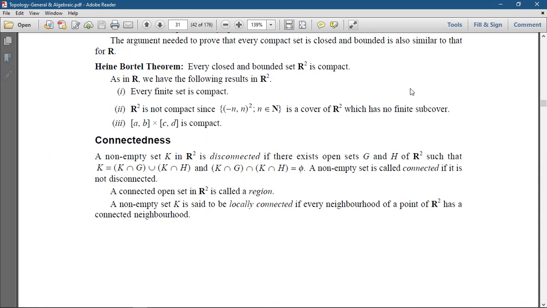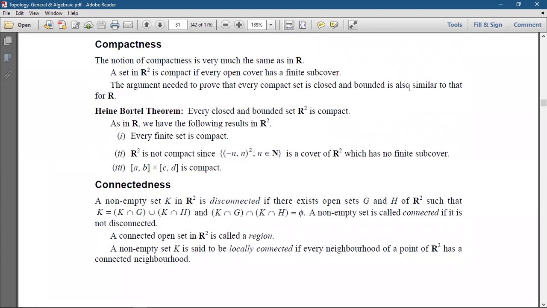I already defined these things. That means a set in R square is compact if every open cover has a finite subcover. And the next one is the Cartesian product of two closed intervals. That means [a, b] Cartesian [c, d] is compact.